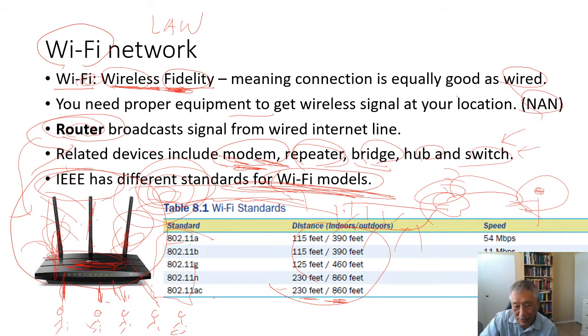Then the speed: most of the A, B, G are 50, 11, this kind of thing. Then N is very fast. So when you are buying a router, the routers are not all equal, and AC is so far the best, in the sense that the range is top and it's 1.3 gigabits, much faster. So just knowing the names and the terminology is something you will have to do.